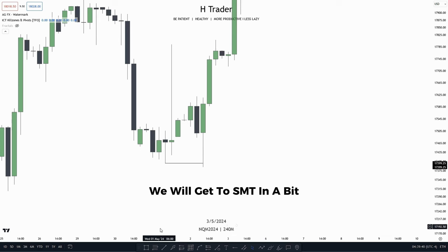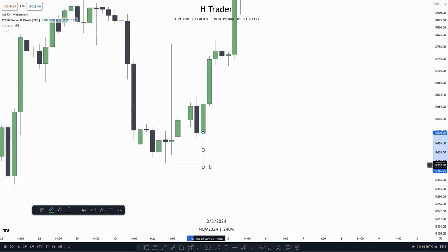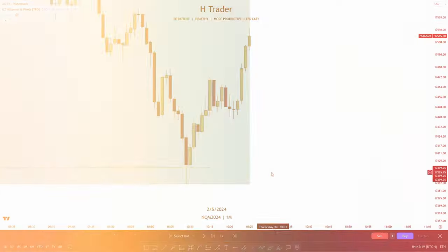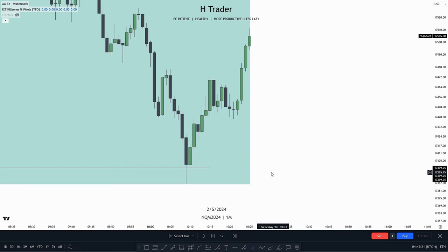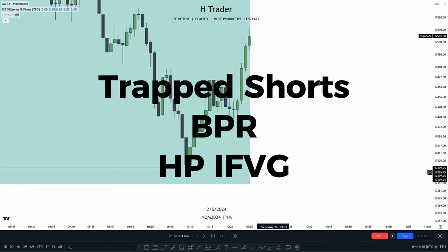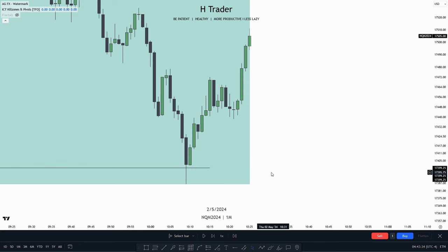Just to make it a bit more interesting, let's go down into a lower time frame and see what happened within this wick that made the sweep on liquidity. The reason I want to move down to the lower time frame is because usually when we see on the higher time frame that price sweeps liquidity, that turns out to be, on the lower time frame, trap shorts, a balanced price range, or just a higher probability inversion valley gap.